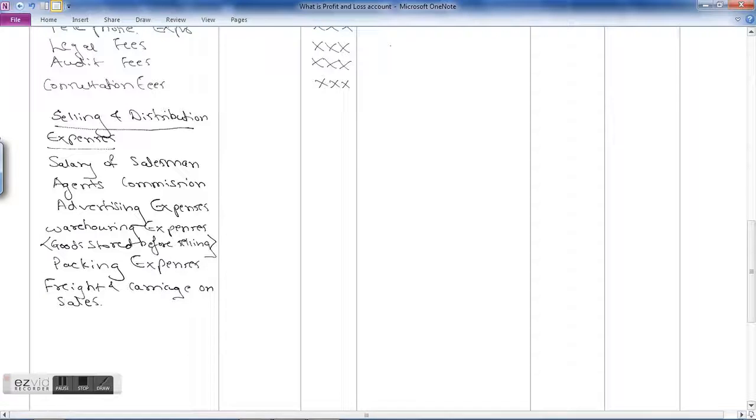Freight and carriage on purchases, that is freight inward and carriage inward, are included in your trading account. This is freight and carriage on sales, that is goods have been taken out of factory for the purpose of selling. So this is also known as freight or carriage outwards, and freight and carriage on purchases is known as freight or carriage inwards. All these are part of your selling expenses.